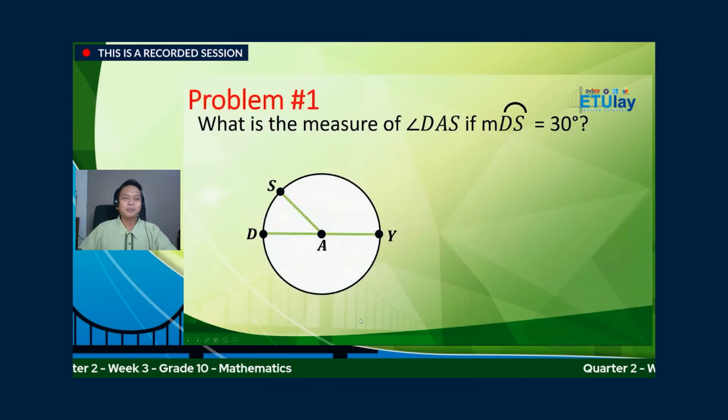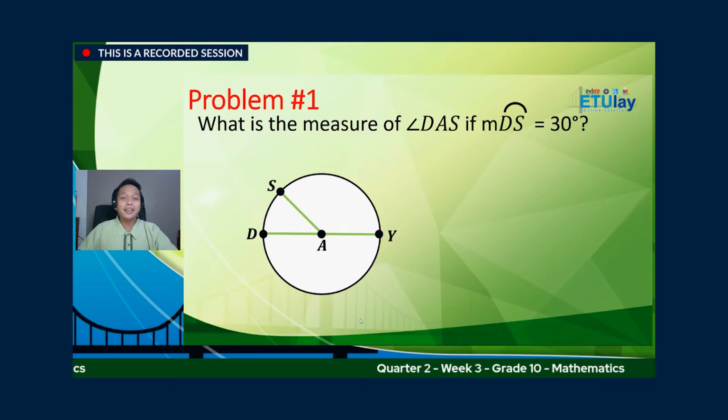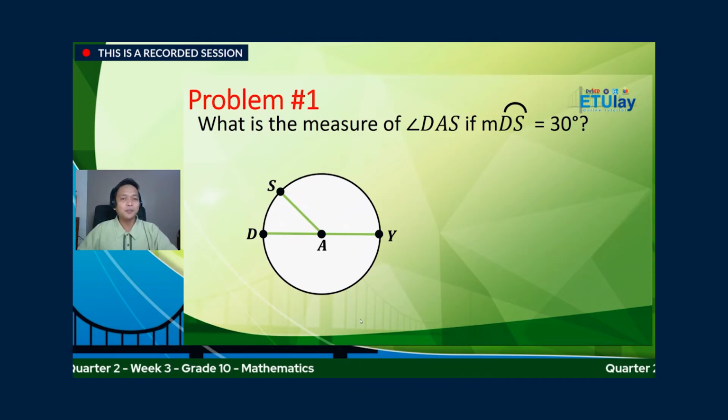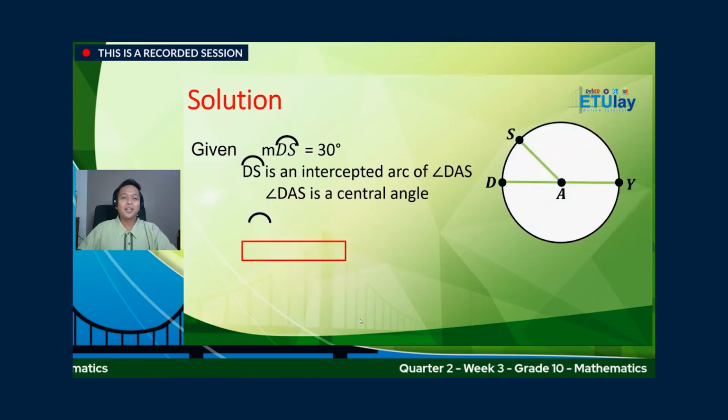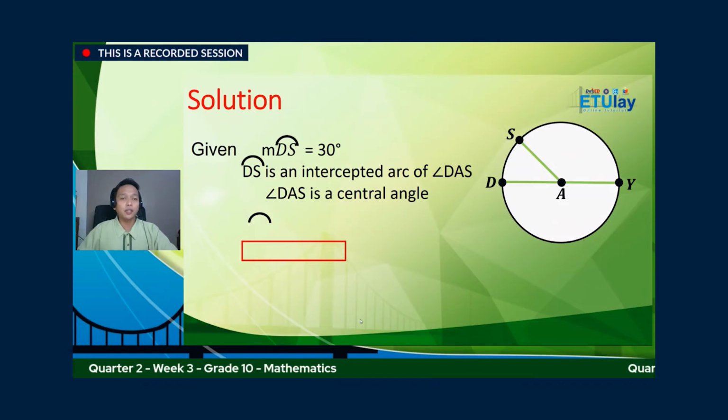Yan, let's start. So problem number 1, what is the measure of angle DAS if the measure of arc DS is equal to 30 degrees? Sige nga daw, subukan nga nating sagutan. Okay, so this is the solution. Given that the measure of the arc DS is equal to 30 degrees.